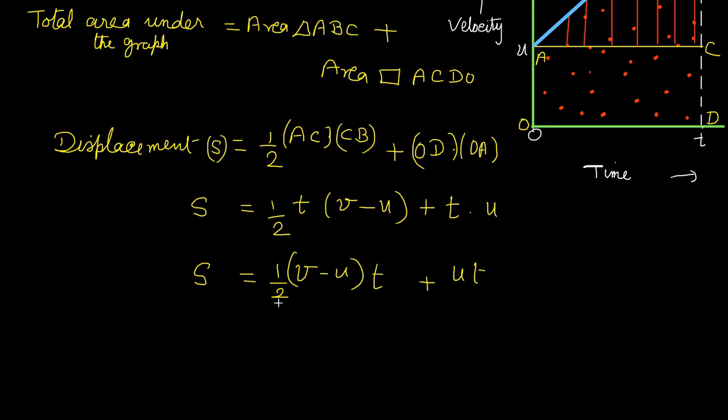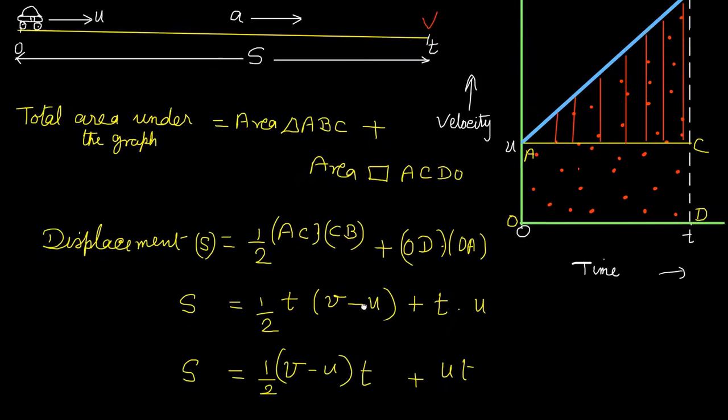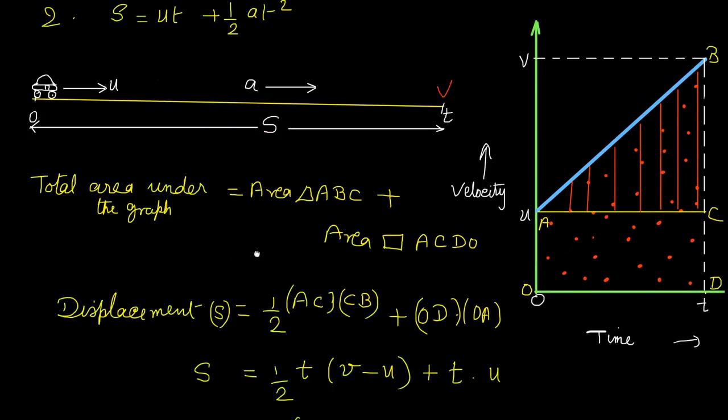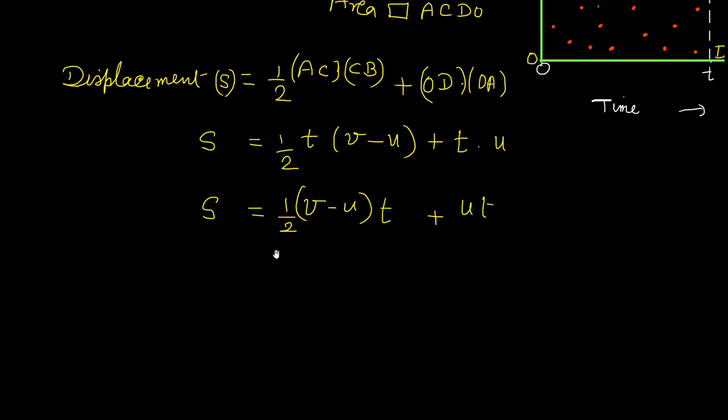So we got a part of the equation S equal to UT plus half at square. Out of that we got S is equal to UT plus something. Now this something we convert in terms of a. We know V minus U equal to AT. Change in velocity is acceleration into time.